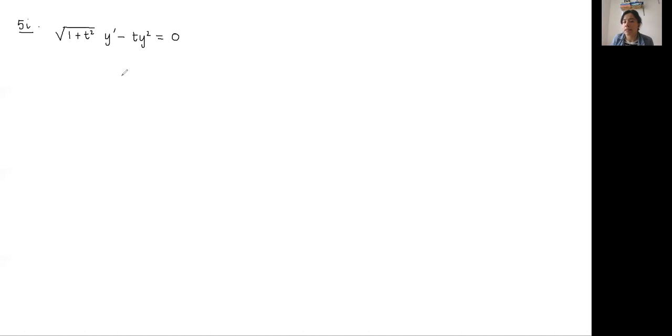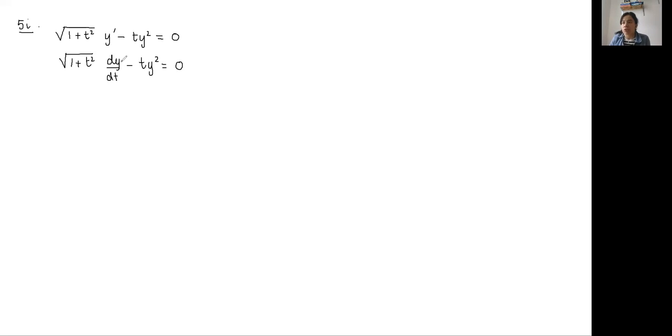What I said for this type of problem, the first thing, is if you have a y prime, write it as dy over dx if the variable is x, or dy over dt if the variable is t, because then it will become clear what you need to split. It will make it easier for you to evaluate this if you have written the derivative as d something over d something. So here I'm going to write this as square root of 1 plus t squared times dy over dt minus t times y squared equal to 0. Why dt? Well, because my other variable here is t, not x.